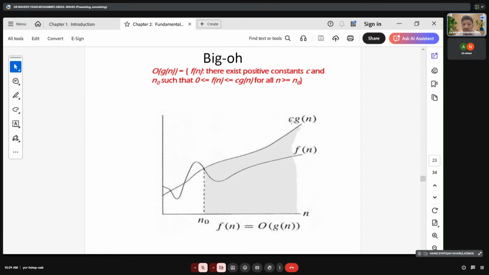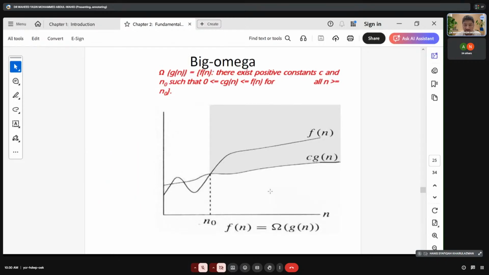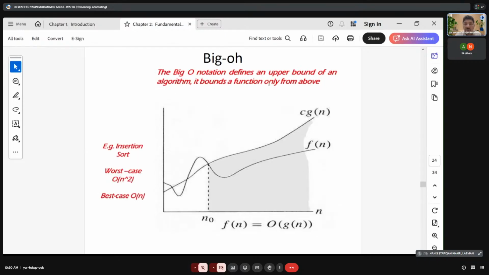So f(n) has C g(n) as the upper bound. Big O notation defines the upper bound of an algorithm. It bounds a function only from above. Insertion sort: worst case O(n power 2), best case O(n). So the algorithm may lie between these two boundaries. This is big O.